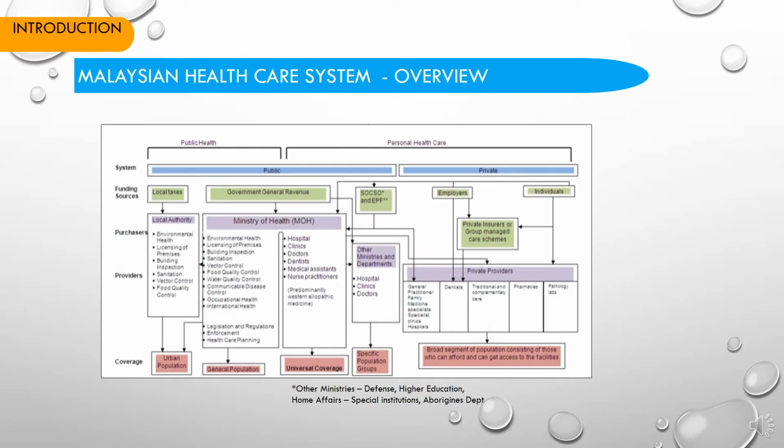This is an overview whereby you see one section which is the public health sector, and we have the personal health care, which also includes public and private. And for the public, we have the government Ministry of Health, and we also have the local authorities and other ministries which are also providing healthcare. And here we show the system of the payment and the funding sources.